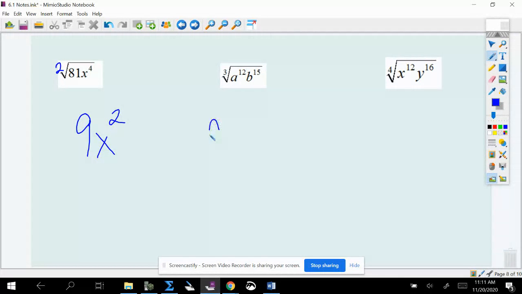For the middle one, power over root, 12 over 3 is 4. Power over root, 15 over 3 is 5. And then for the last one, power over root, 12 over 4 is 3. And then 16 over 4 is 4. So that is how we simplify basic roots. We're going to focus primarily on square roots, cube roots, and fourth roots. I think Delta Math actually does a lot with cube roots just because it's newer compared to square roots. But that is how you simplify any type of root like that.